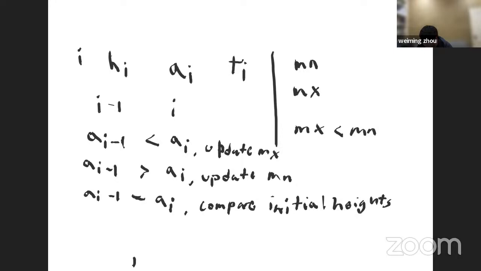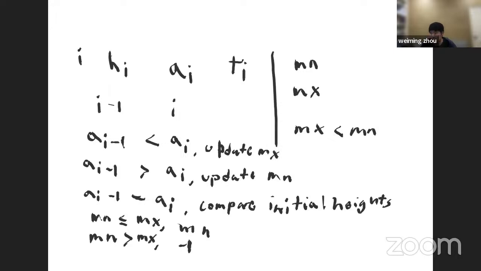And then after we loop over all of these pairs of adjacent trees, we'll end up with a final value of mn and mx. If mn is less than or equal to mx, then the answer is just mn, since that's the minimum time at which it's possible. But otherwise, the answer has to be -1, since there's no possible time at which all the conditions will be fulfilled.